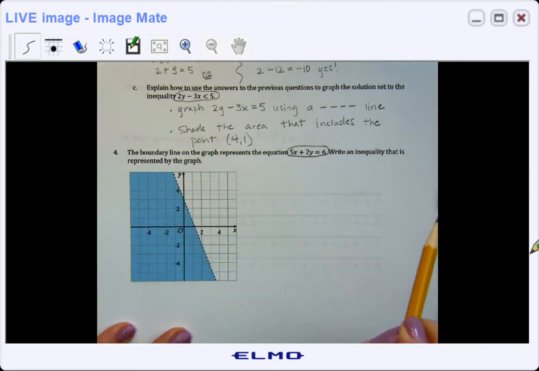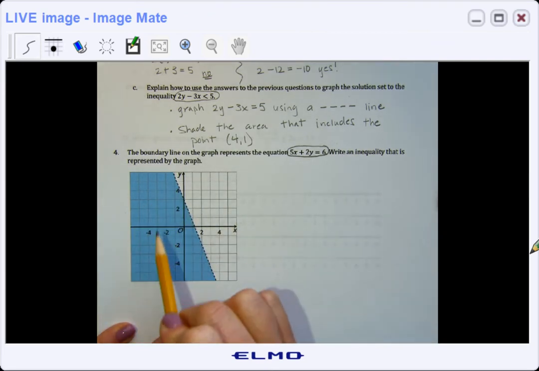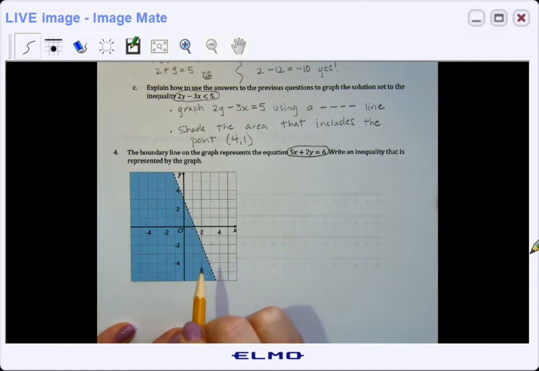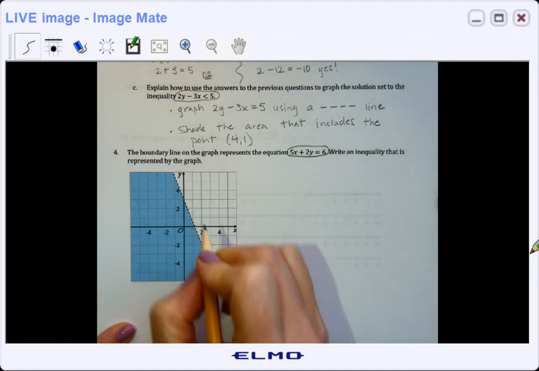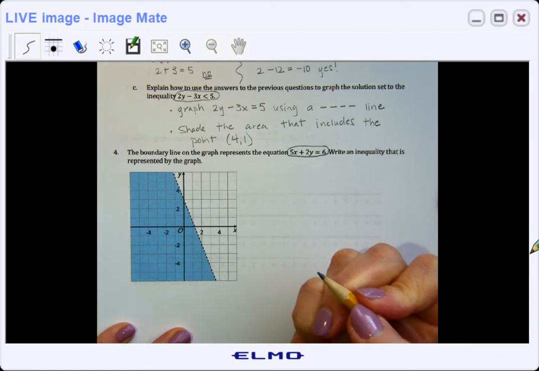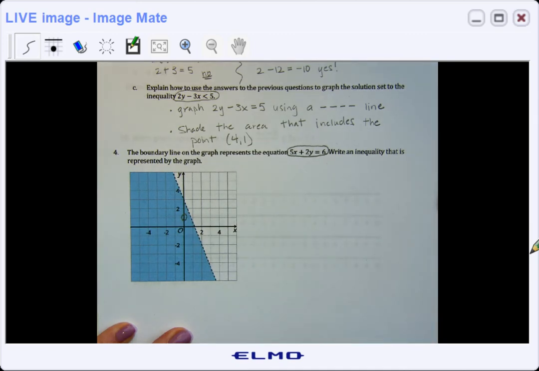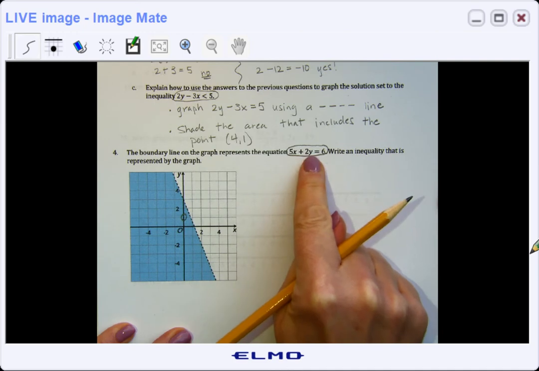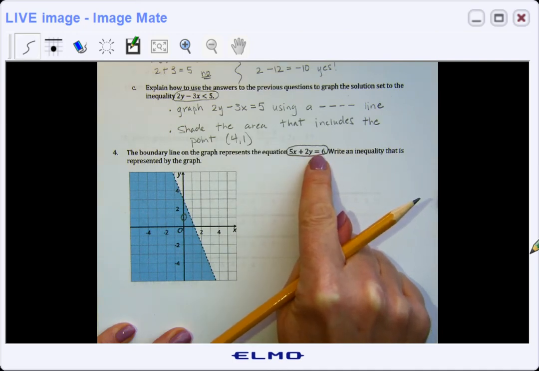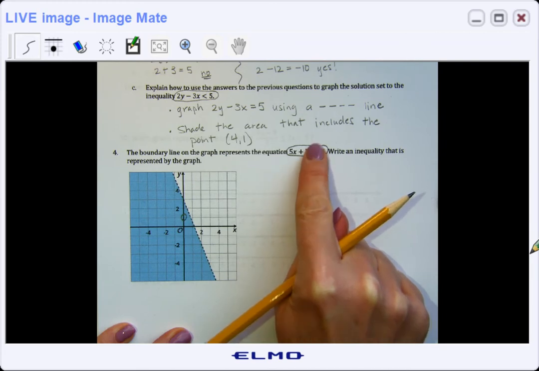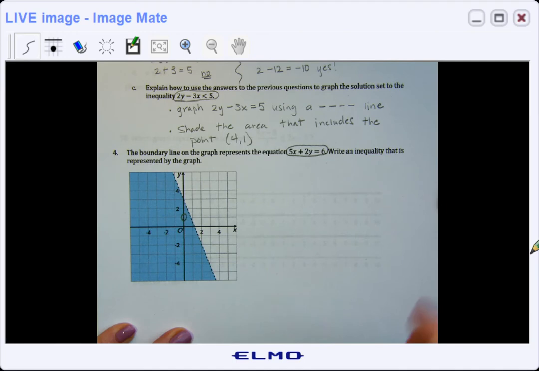I'm going to choose any point in the shaded blue region. So maybe I will choose the point, how about (0, 1)? (0, 1) is in the blue region, and I'm going to use it to see if I put it in here, is my answer less than 6 or more than 6? And that's how I'm going to know what symbol goes into the inequality.